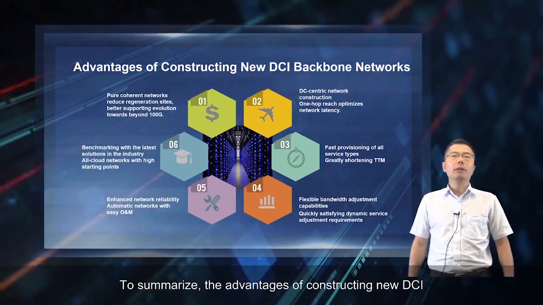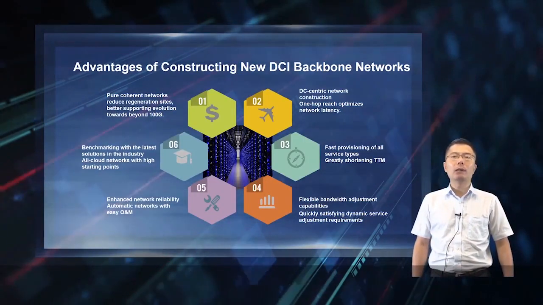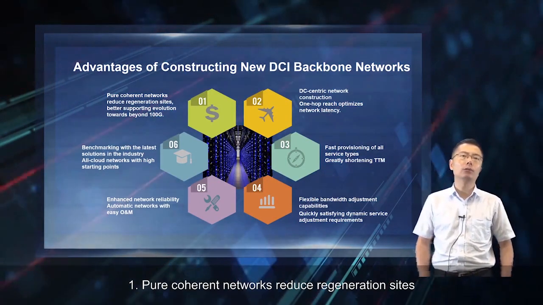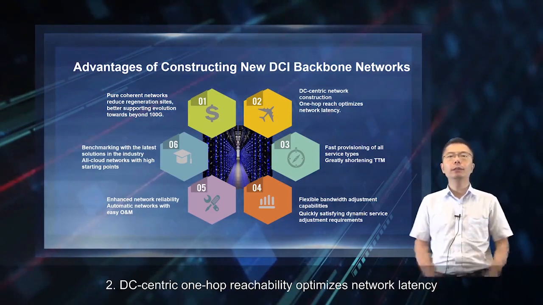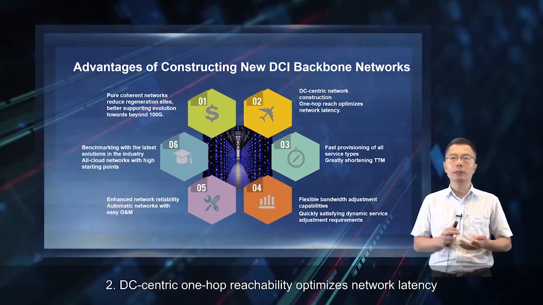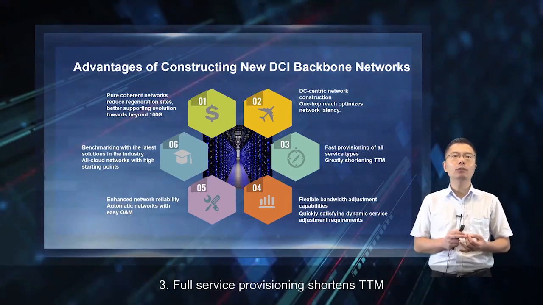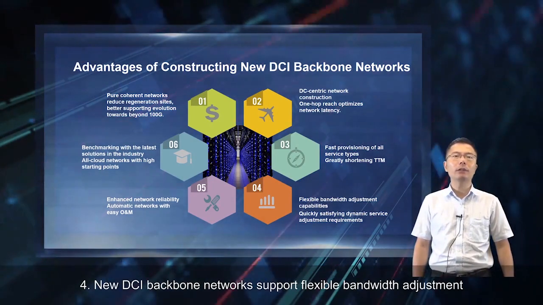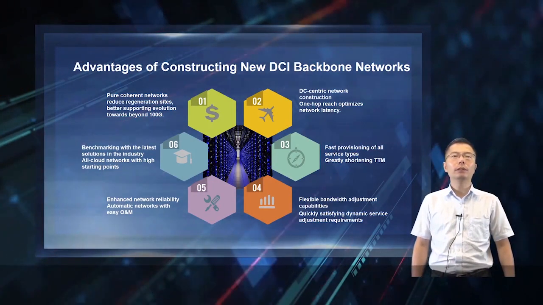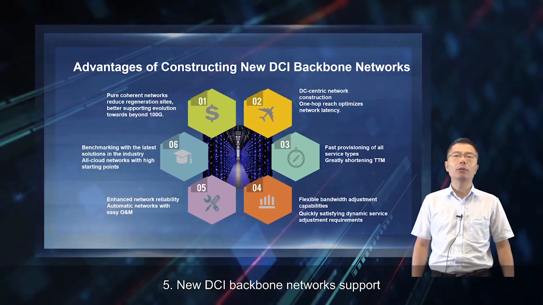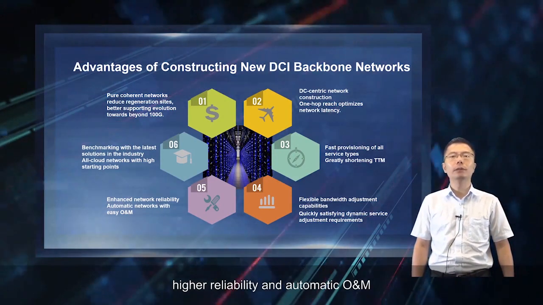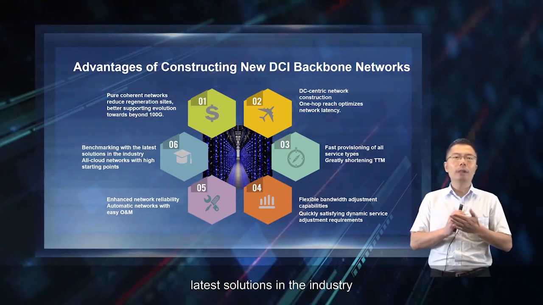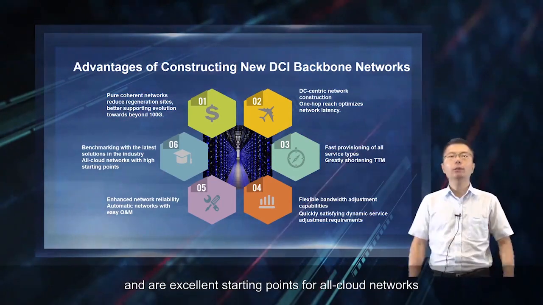To summarize, the advantages of constructing new DCI backbone networks are as follows. 1. Pure coherent networks reduce regeneration sites. 2. DC-centric one-hop reachability optimizes network latency. 3. Full-service provisioning shortens TTM. 4. New DCI backbone networks support flexible bandwidth adjustment. 5. New DCI backbone networks support higher reliability and automatic O&M. 6. New DCI backbone networks align with the latest solutions in the industry and are excellent starting points for all cloud networks.